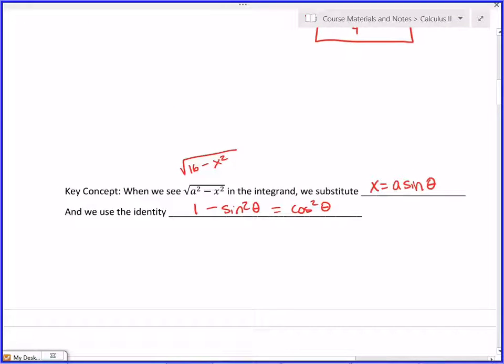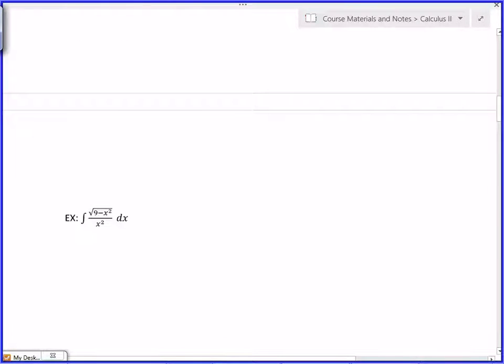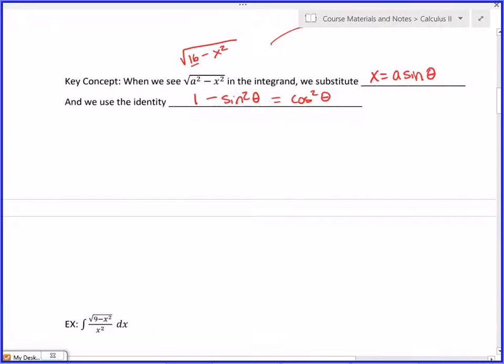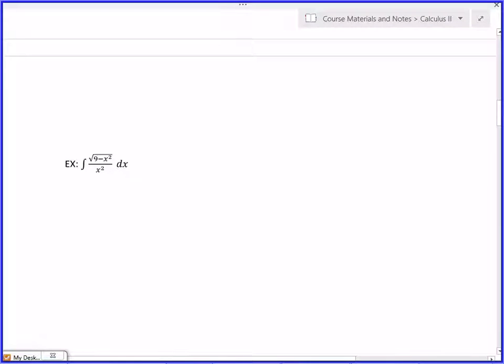Okay, so that's my clue. When I see the square root of something minus x squared, that something, the 16, I'm going to take the square root of that. In our case, I used x equals 4 sine theta. Everybody see how we get from the 16 to the 4? So instead of trying to reverse engineer this or think it through from the very beginning, what's the obvious choice, based on what I just told you, for the substitution on the next problem? Let x equal 3 sine theta.